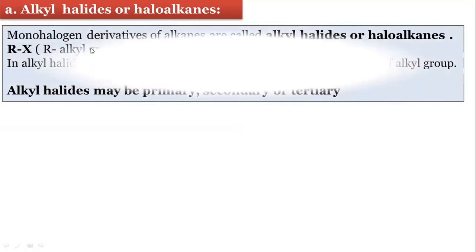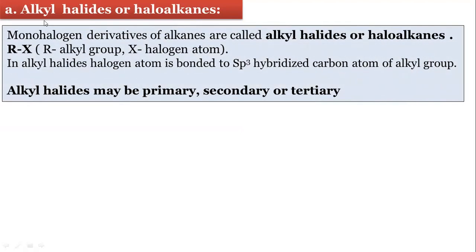Alkyl halides are also called haloalkanes. We will discuss alkyl halides first. We are very familiar with alkyl halides. These are the monohalogen derivatives of alkanes, also called alkyl halides or haloalkanes. This is RX, where R is an alkyl group and X is a halogen atom. In alkyl halides, all the halogens are bonded to the sp3 hybridized carbon atom of the alkyl group.